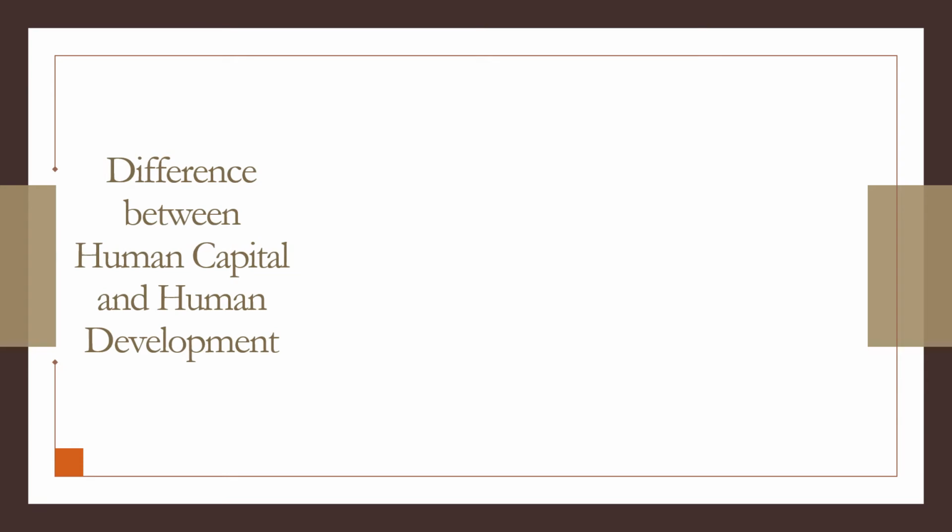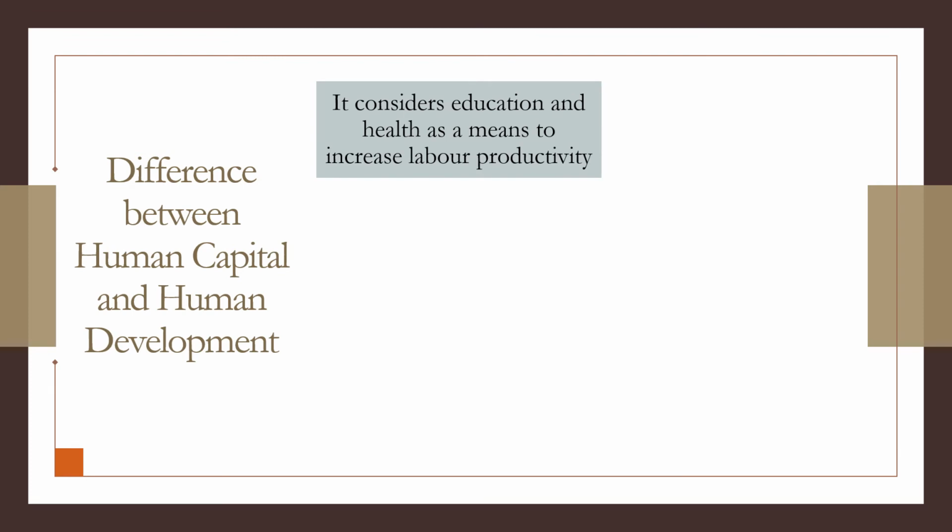Now let us differentiate between human capital and human development. They are two different terms having altogether different meanings. What is human capital as opposed to human development? Human capital considers education and health as a means to increase labor productivity. That means human capital is just like any other capital, like financial or physical capital, and is treated that way to help to bring about an increase of labor productivity. So here human capital is just a means of production.